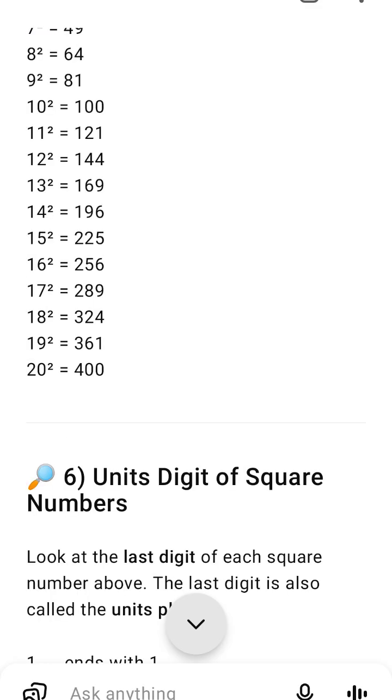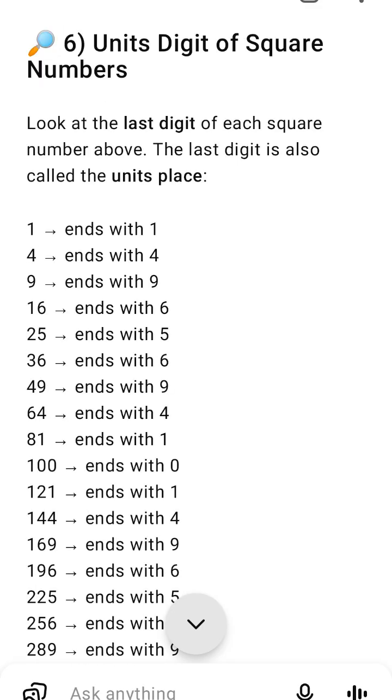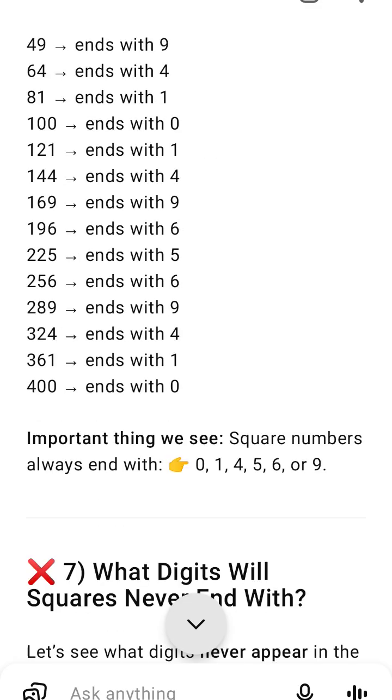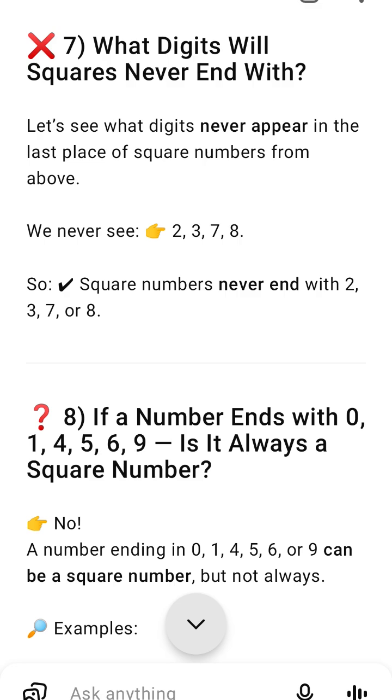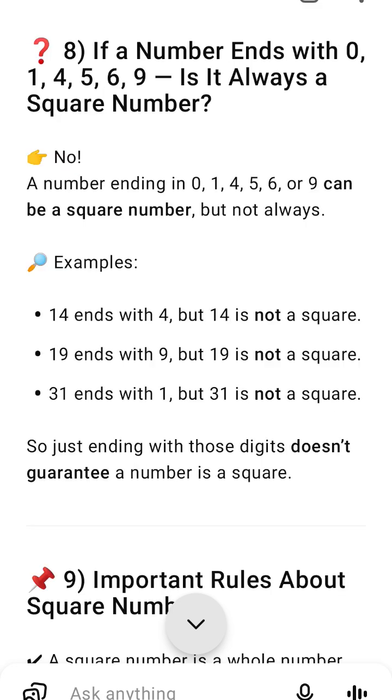10. How to check if a number is a square number. 1. Find two square numbers close to your number. 2. If your number is not exactly one of those squares, it is not a perfect square. Example: to check if 50 is a square, 7 squared equals 49, and 8 squared equals 64. 50 is between 49 and 64, so 50 is not a perfect square.